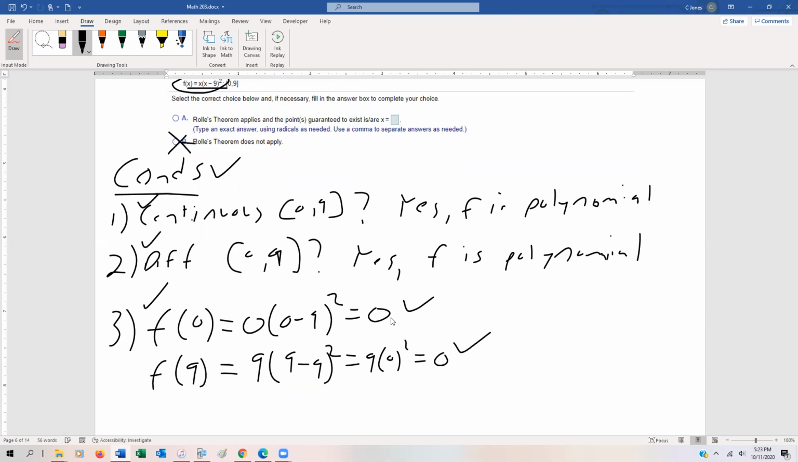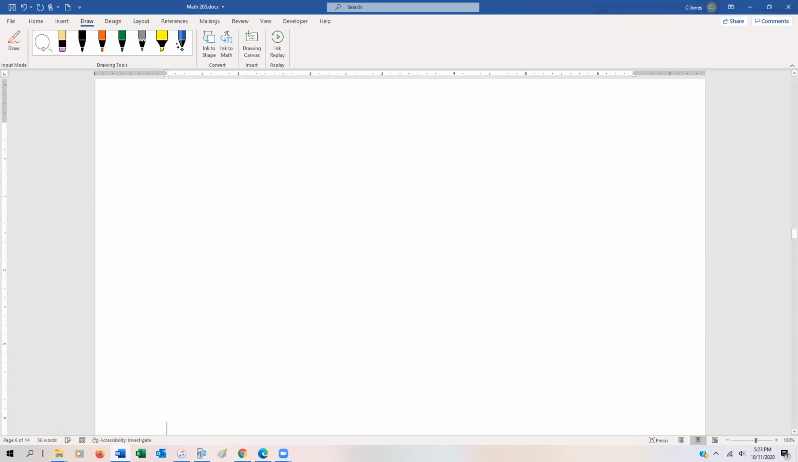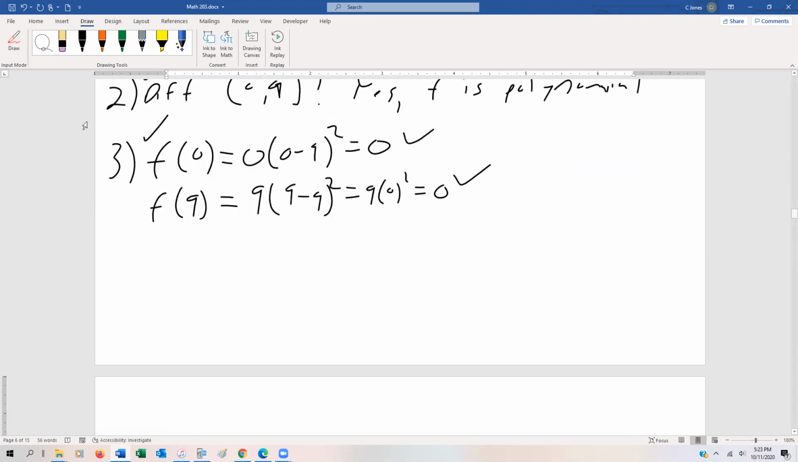So right away, we know that we have to find the values. All right. Now, how do we find the values? Well, what we're going to do is we're just going to find the derivative and set the derivative equal to 0. Okay, so now remember our function. The original function is f at x is going to be equal to x times (x minus 9) squared.